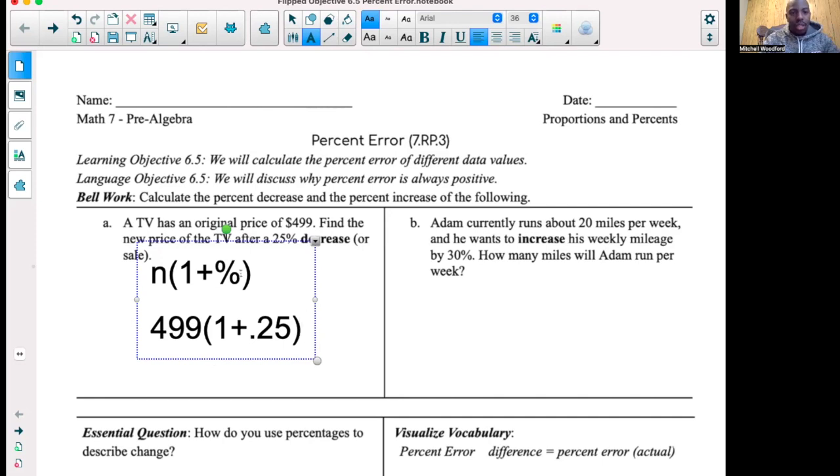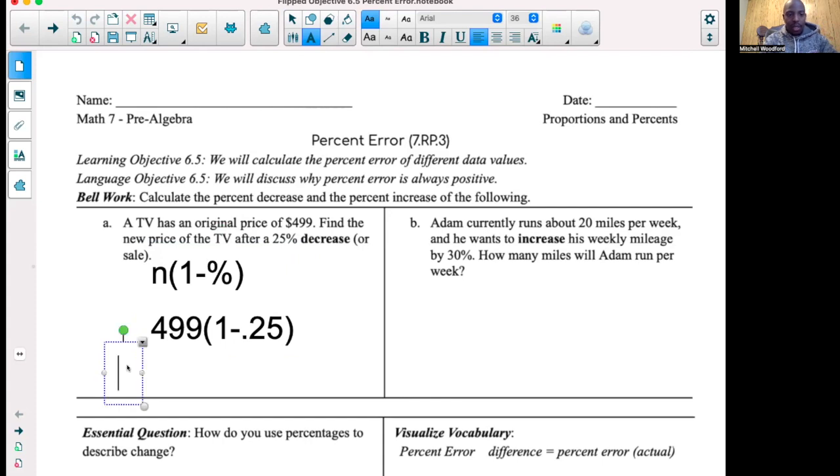Why does it sound wrong? Oh, it sounds wrong because this problem is asking us about decrease, not increase. My apologies. So this is what it looks like. It's a decrease problem, not an increase problem. So this will look something like this. And when you multiply it all out, your final answer will be $374.25. So if you got that correct, excellent job.